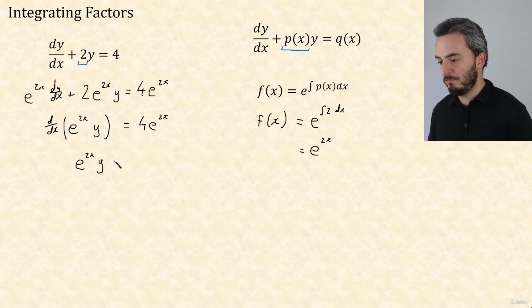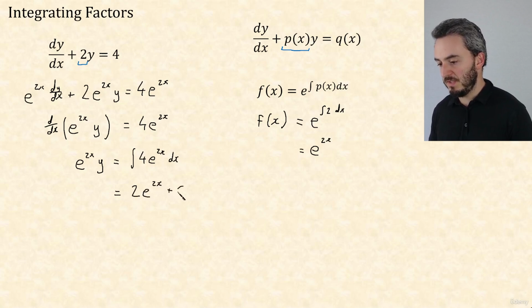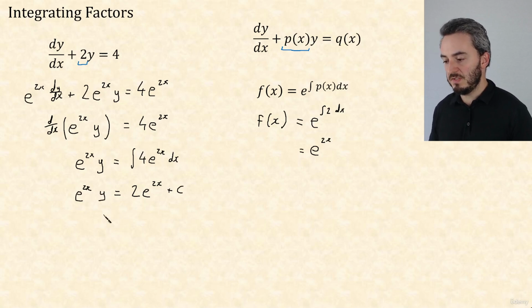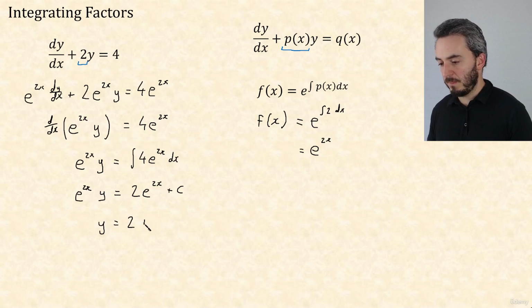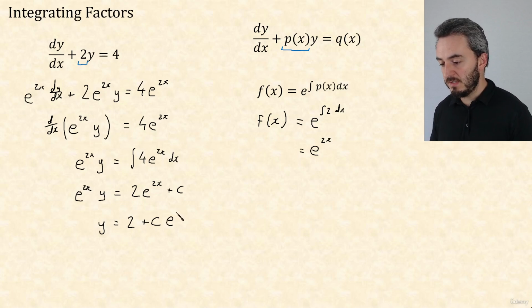So if the derivative of e to the 2x y is 4e to the 2x, then e to the 2x y is the integral of that, because integration is just the opposite of differentiation. So integrating 4e to the 2x gets me 2e to the 2x plus c. So e to the 2x y equals 2e to the 2x plus c. Dividing through by e to the 2x gets me 2 plus c over e to the 2x, or c e to the minus 2x.